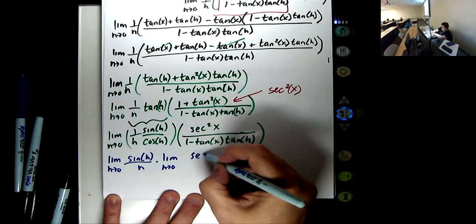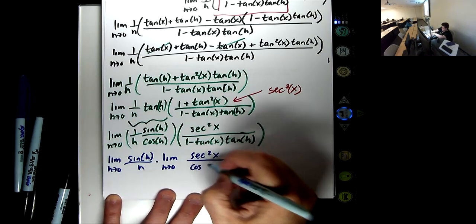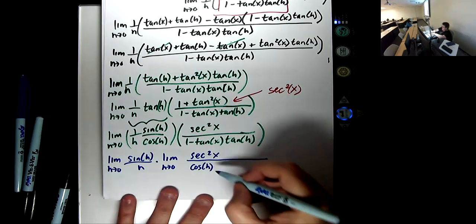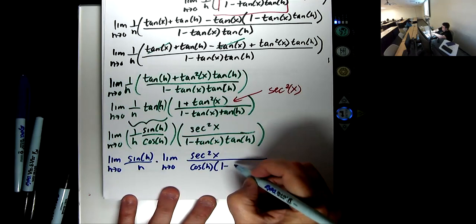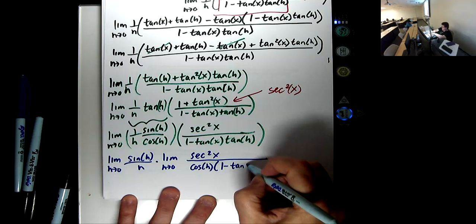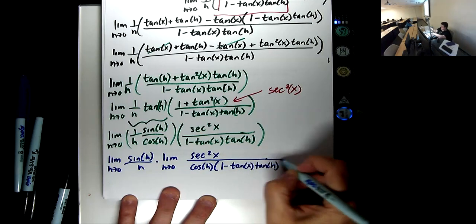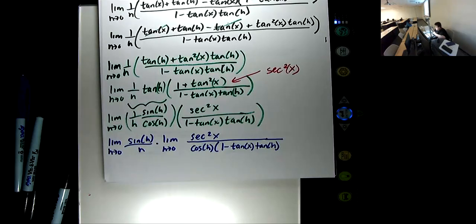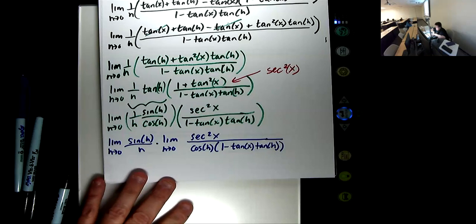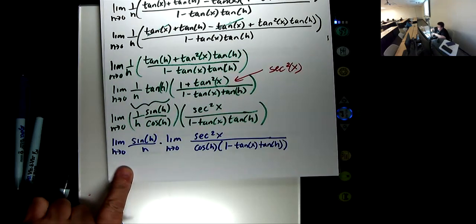Secant squared x over cosine h. Actually, this isn't bad. Times 1 minus tangent x tangent h. Oh, we are getting somewhere. Look at this. We are getting somewhere. Because what's this first part? 1.